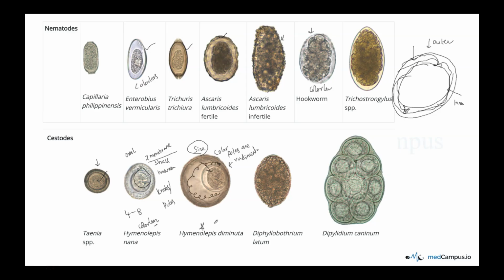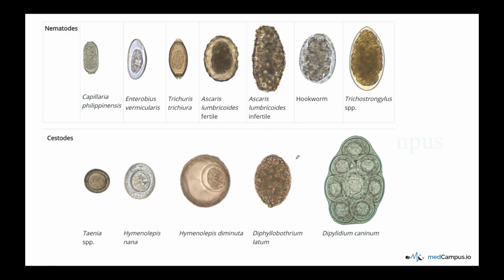So we're left with 2 more eggs here which are important again but not high yield. We have Diphyllobothrium latum and Dipylidium caninum. Let me finish off Dipylidium caninum. This might have a color, but CDC has mentioned that it is colorless again. So Dipylidium caninum is colorless, and we have 6 hooks inside it.